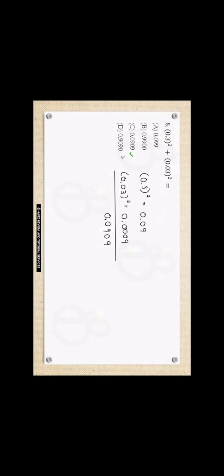Now, another thing that you can look at, the square of 0.3 actually dominates the sum, making the final answer close to 0.09. And as you can see, the closest match is 0.0909. It dominates the sum because 0.03 squared is much smaller than 0.3 squared.